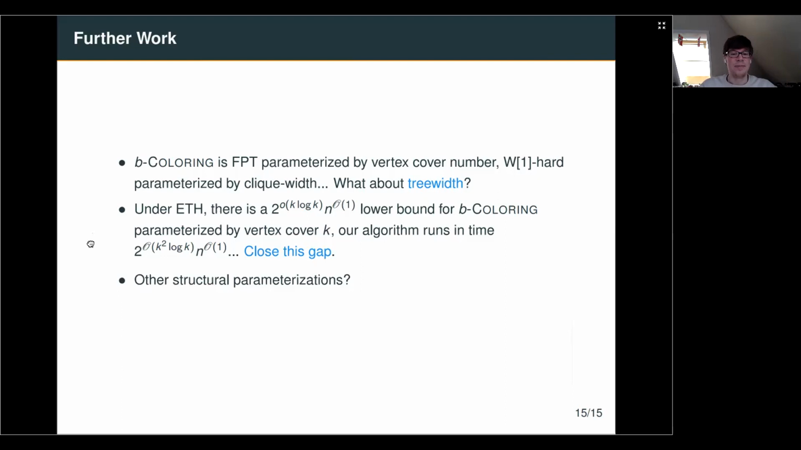And lastly, what about other structural parameterizations? In particular, it would be nice to see some FPT results for certain generalizations or relatives of vertex cover.